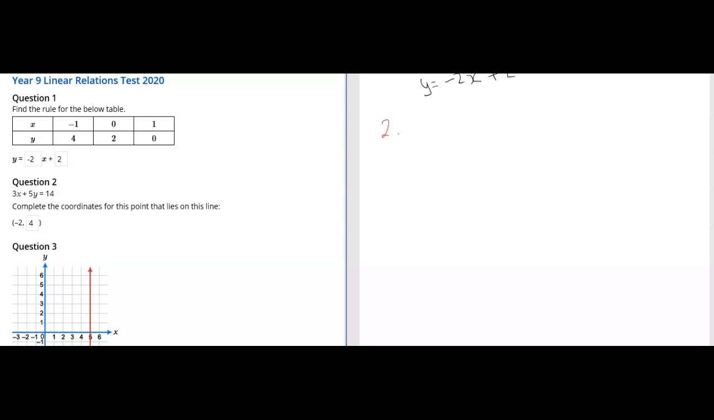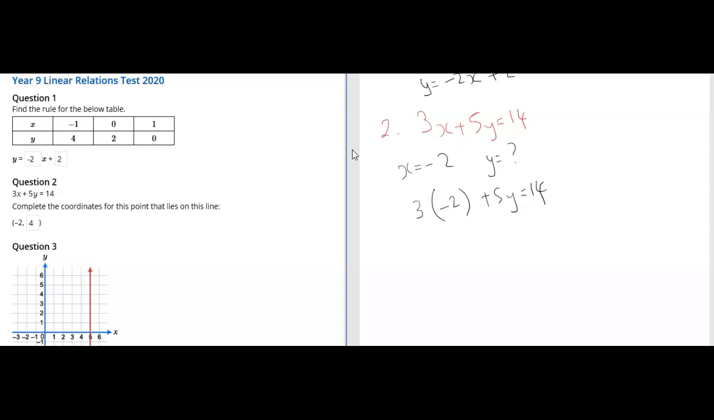All right, so we've got an equation, 3x plus 5y equals 14, and it says complete the coordinates for this point. We've already got the x coordinate, so we know x equals -2. All we have to do is find what y is equal to when x is equal to -2, and we need to substitute that into the equation. So we've got 3, and instead of x, I'm going to write -2, plus 5y equals 14. And then we're just solving for y.